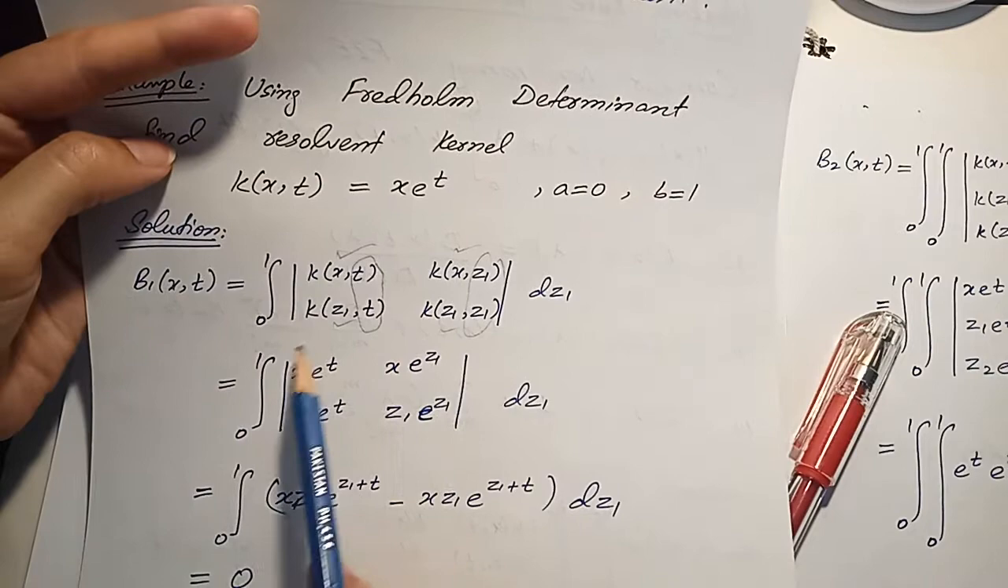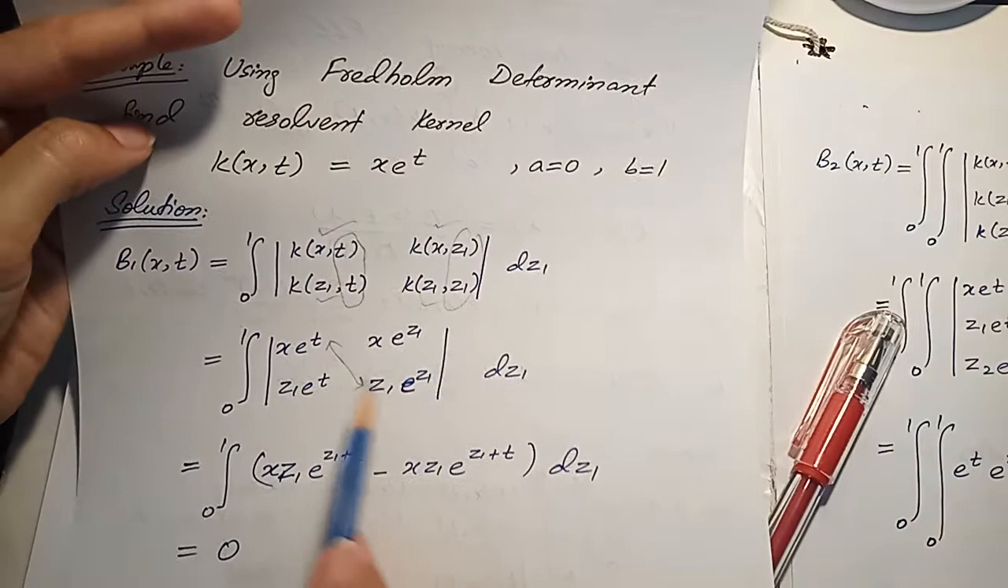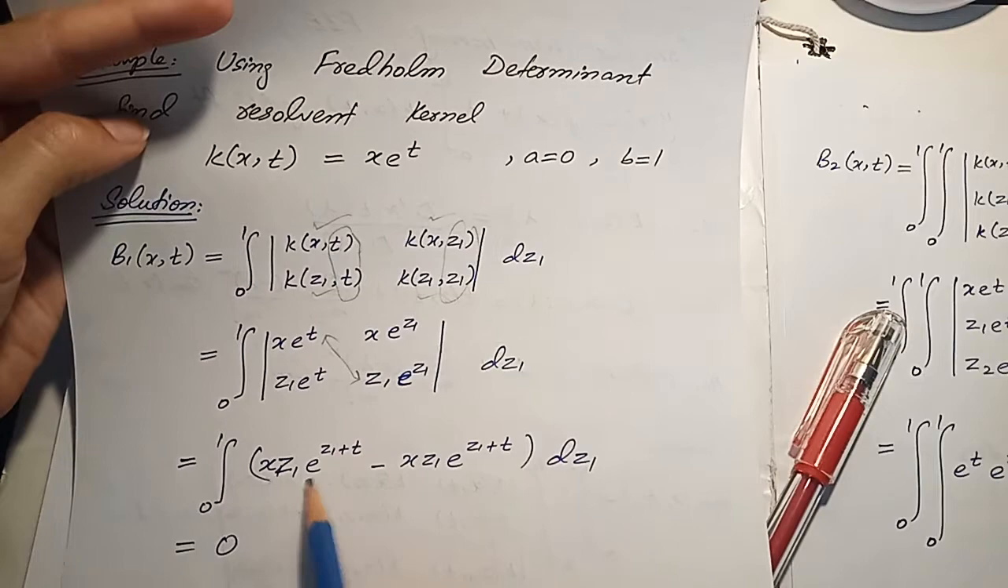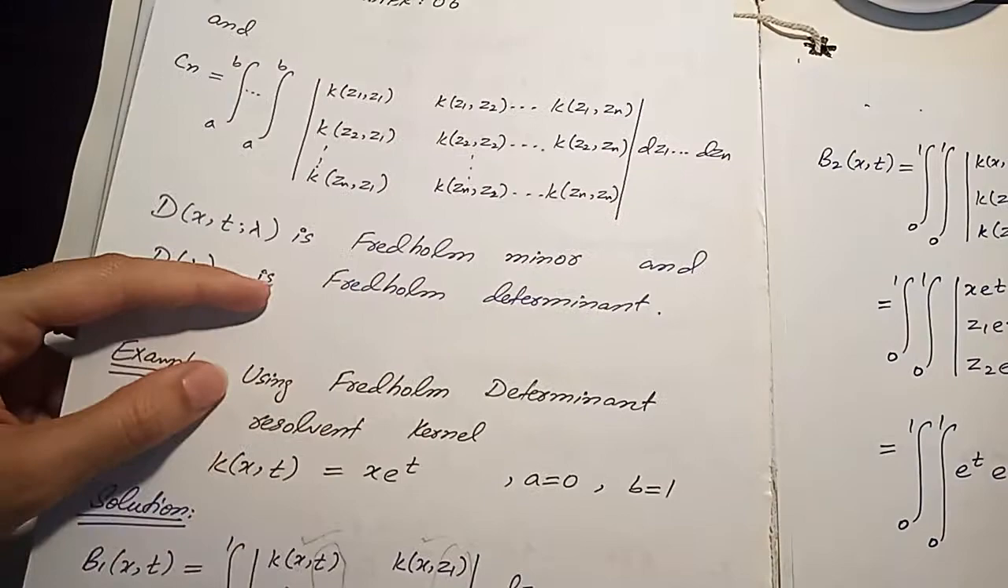Now you have to find this determinant. How can we find the determinant? You have to multiply these two diagonal elements, minus the product of the other two elements of the diagonal. And you know that they are both the same, so it's going to be 0. Now let's find the B2.